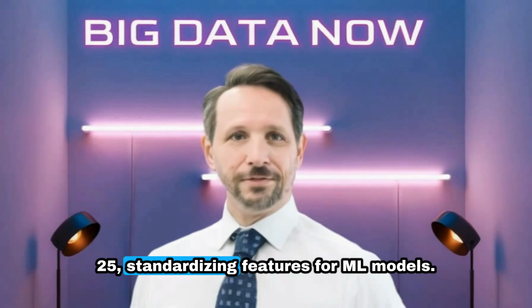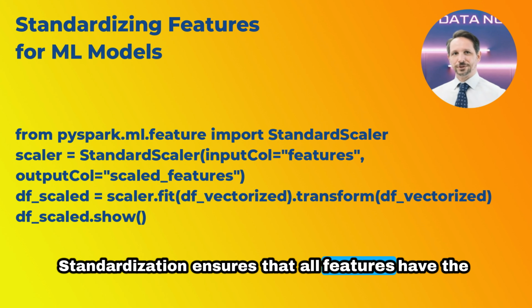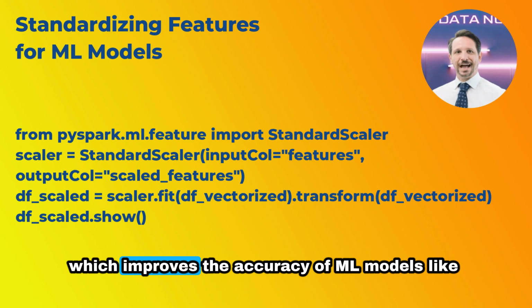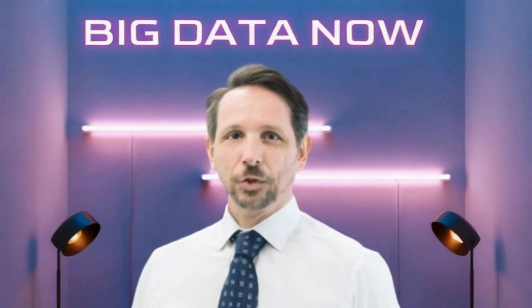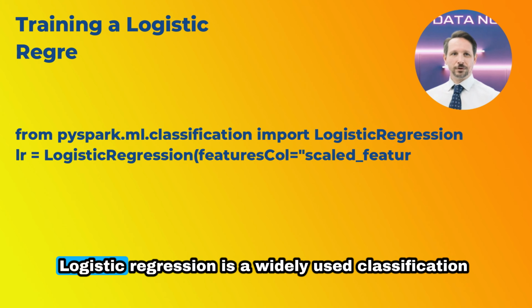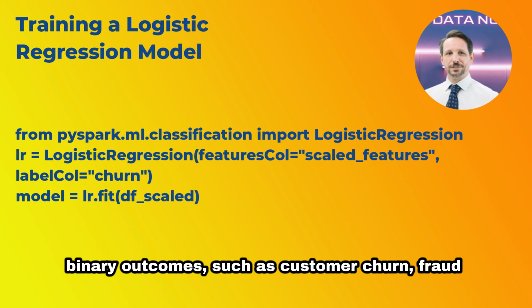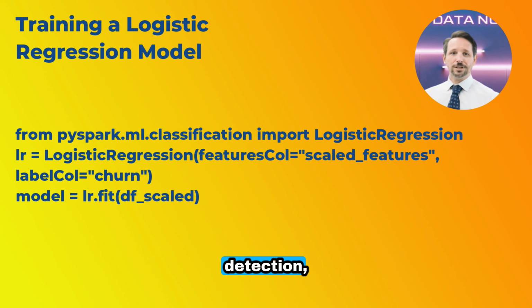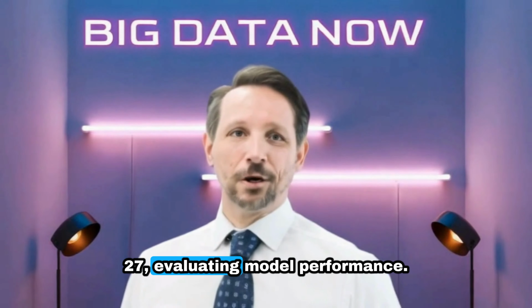25. Standardizing features for ML models. Standardization ensures that all features have the same scale, which improves the accuracy of ML models like logistic regression, SVMs, and neural networks. 26. Training a logistic regression model. Logistic regression is a widely used classification algorithm for predicting binary outcomes such as customer churn, fraud detection, or email spam classification.